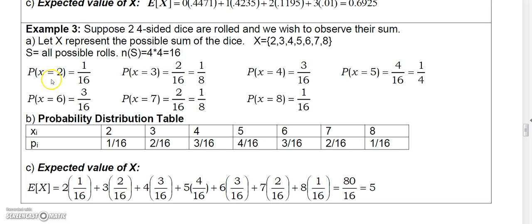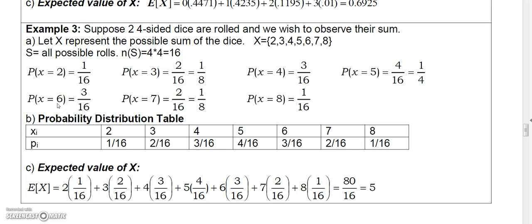Now, let's think about the probability that you get a sum of 2. Well, there would be only one way to get that, and that would be to roll a 1 on each die, and so that's 1 out of 16. Sum of 3, there's 2 ways to get that. You could roll a 1, 2, or a 2, 1, and so that's 2 out of 16. A sum of 4, there's 3 ways to get that: a 1, 3, a 3, 1, or a 2, 2. Sum of 5, you could roll a 1, 4, a 4, 1, a 2, 3, or a 3, 2. So there's 4 ways out of 16 to get that.